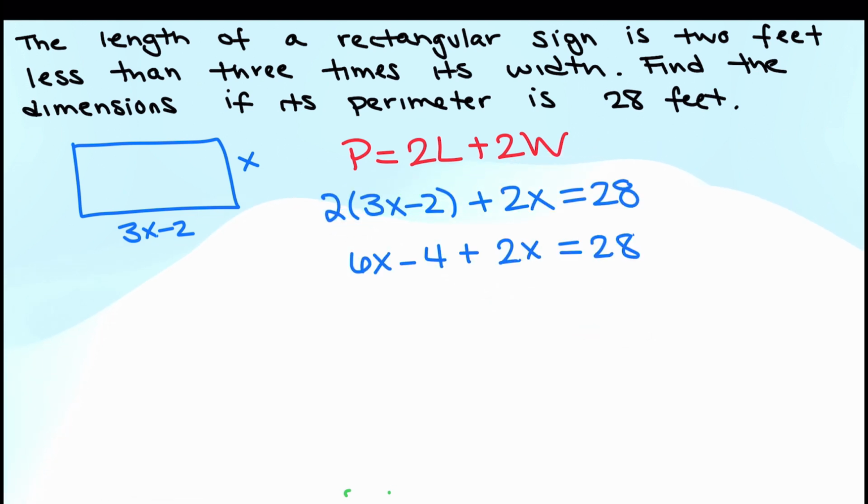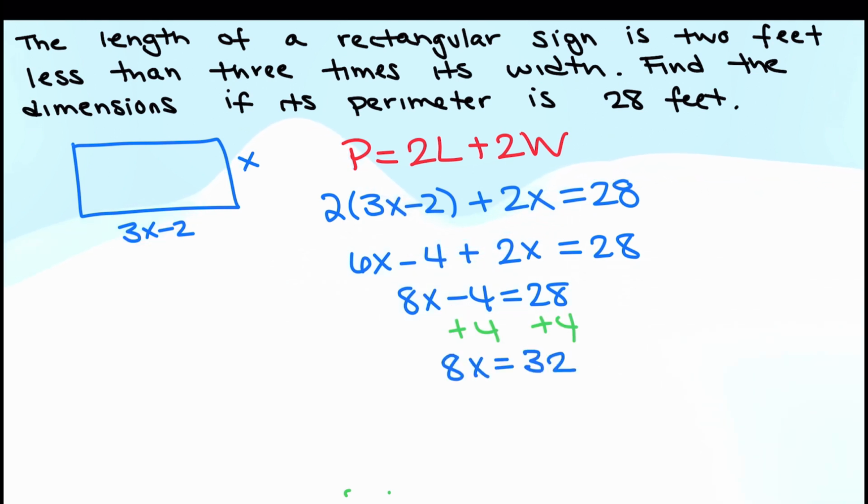So using that information, if the perimeter of this rectangle is 28 feet, we can take 2 times 3x minus 2, that's the length, plus 2 times x, that's the width, and that has to equal 28. To solve, I'm going to distribute the 2, so 6x minus 4 plus 2x is 28. Combine like terms. 6x and 2x is 8x. So 8x minus 4 is 28.